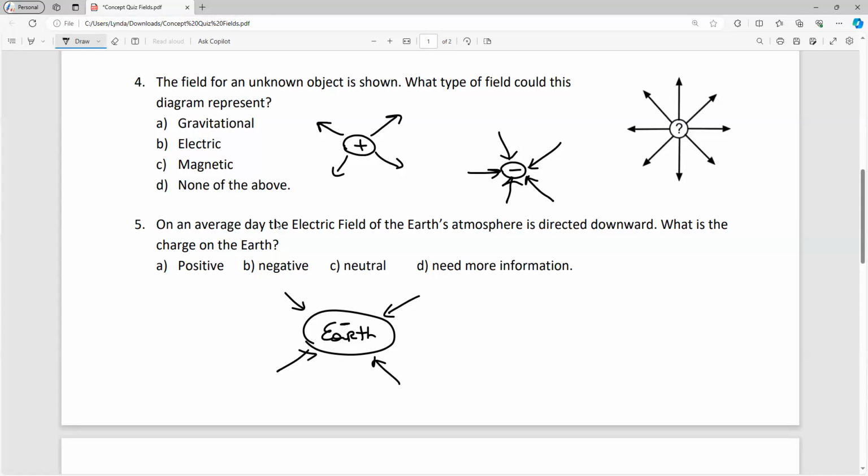No, negative. Negative? But positive, isn't it, if it's going to the Earth? But they're saying directed downwards. So downwards towards Earth. And electric field lines are going towards negative, out of positive. Okay, so Earth will have negative charge. So directed down to negative.